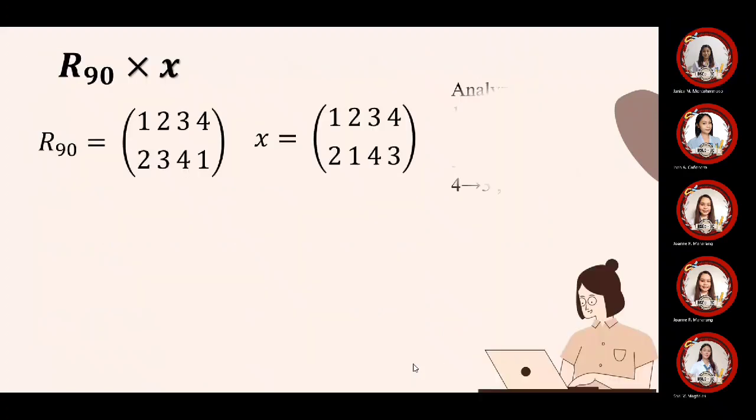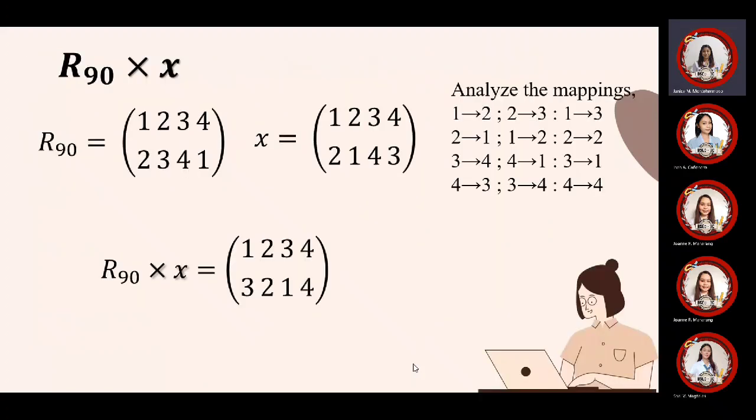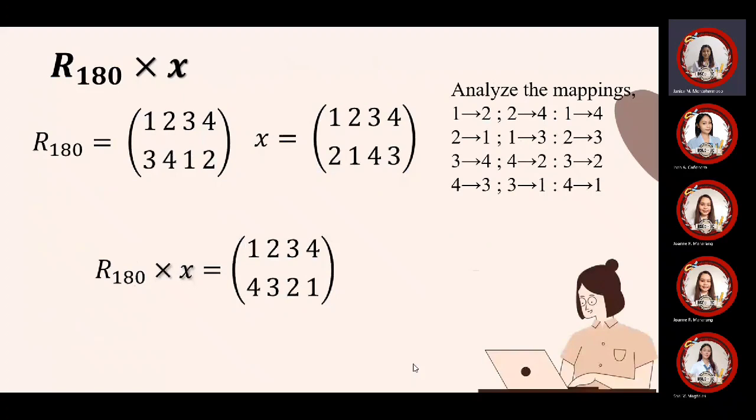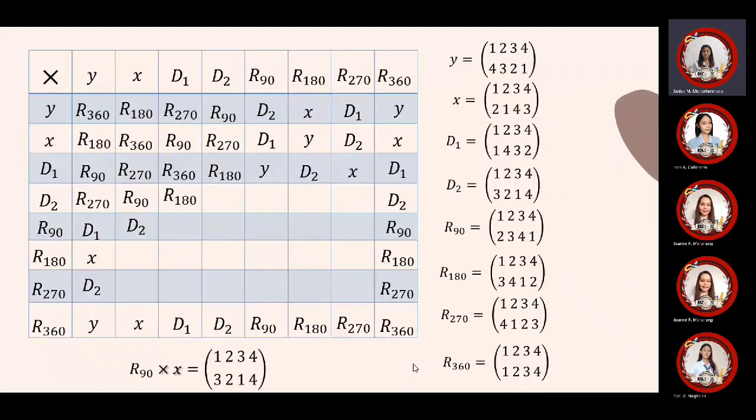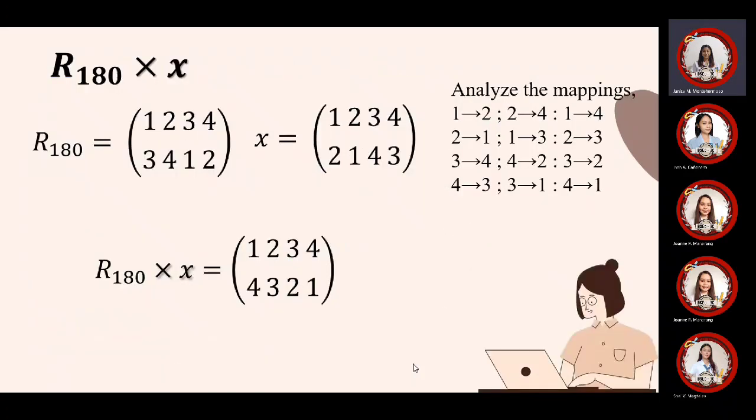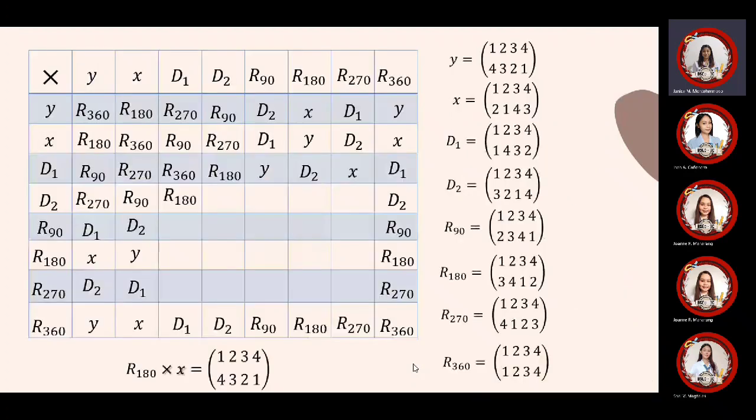Next, we have to solve the R sub 90 multiplied by X, which is 1 maps to 3, 2 maps to 2, 3 maps to 1, 4 maps to 4, which is also our D sub 2. Next, we have to multiply R sub 180 multiplied by X equals 1 maps to 4, 2 maps to 3, 3 maps to 2, and 4 maps to 1, which is also our Y. So, sa column na X, meron na lang tayong D1. So, ilalagay ko na lang po yung D1.